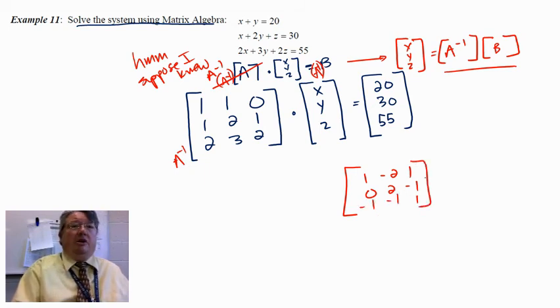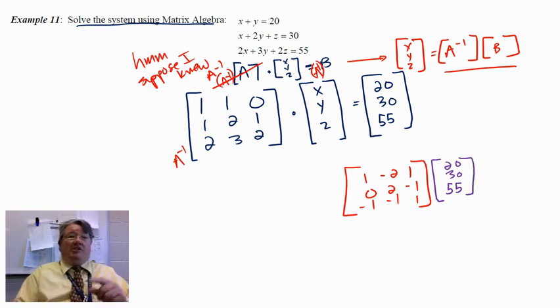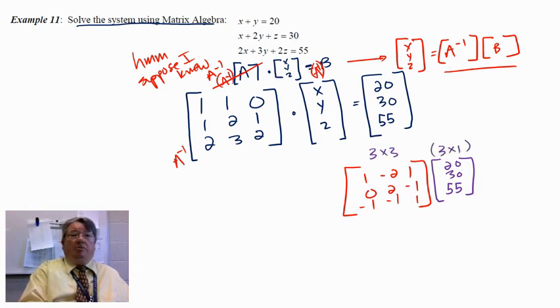So if I take that matrix and I multiply it by the solutions of this system, the 20, 30, 55, I'm going to come up with something. Check this out. This is a 3 by 3 matrix. This is a 3 by 1. So if I multiply these two things together, and I can because these two numbers are the same, I'm going to have a 3 by 1 matrix.